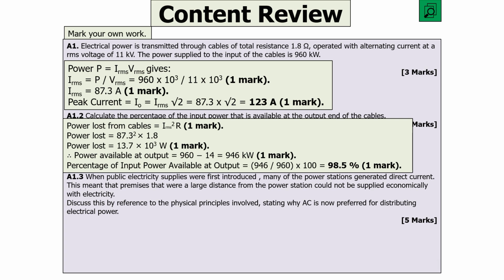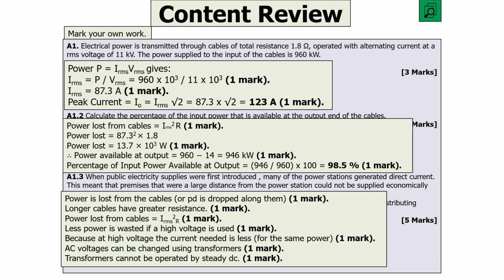Now in this next one, you've got to understand why alternating current is used in the national grid. So power is lost from cables as the electrical power goes through them. The longer the cables, the greater the resistance. Now power is lost from the cables with the equation I RMS squared times by R. So this tells us less power is wasted if a higher voltage is used, because if you've got a higher voltage, then the current required is less for the same power, because in this case P equals IV. So if V goes up, I can go down for the same value of power.